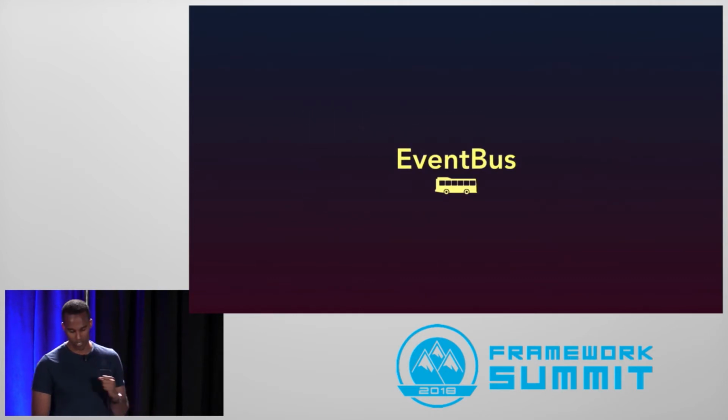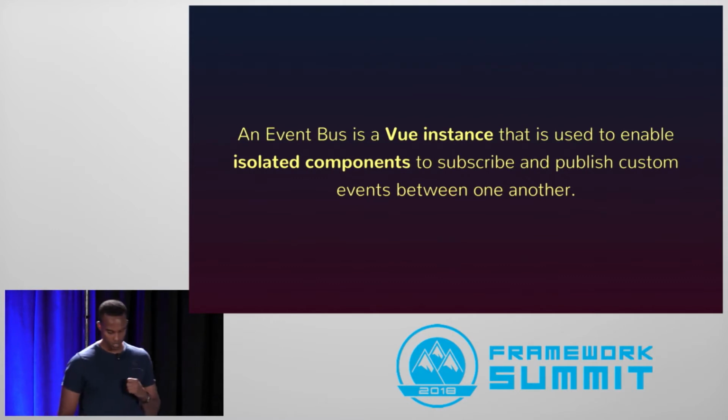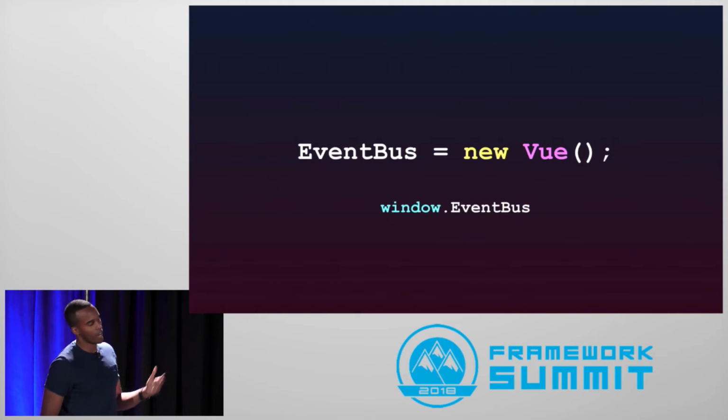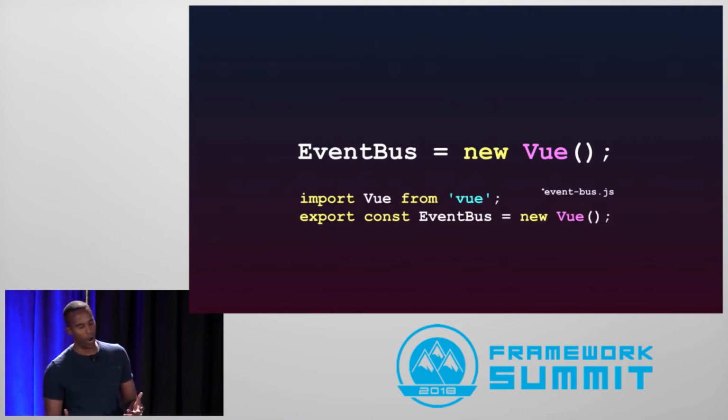So what is an event bus? An event bus is a Vue instance that's used to enable isolated components to subscribe and publish custom events between one another. But didn't we just say that's sort of not possible? Well, an event bus makes this possible. An event bus is just a new Vue instance. Vue components are Vue instances. Every Vue instance has its own custom events interface. An event bus is a Vue instance that's made global, like attaching it to the window object, or more probably creating an instance of it somewhere, which allows other components that depend on it.